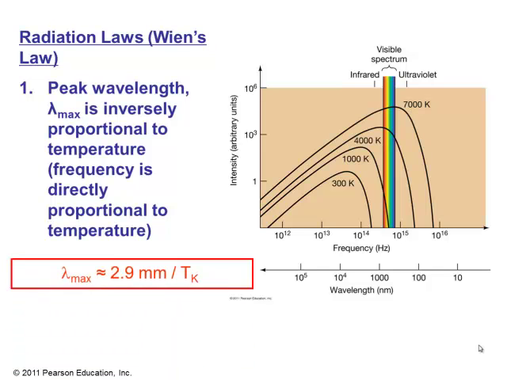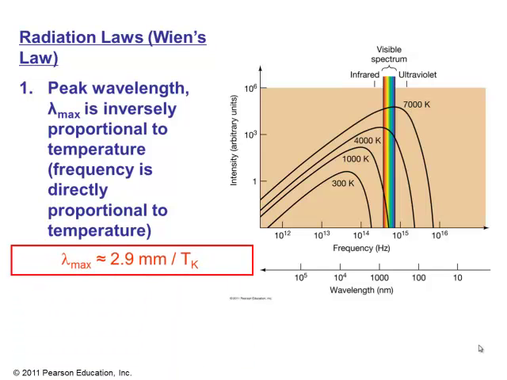So the mathematical relationship looks like this. The maximum wavelength is approximately equal to 2.9 millimeters. Milli is 10 to the minus 3. So millimeters divided by the temperature in Kelvin.